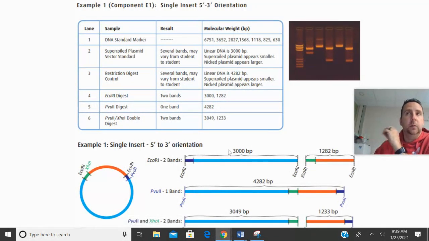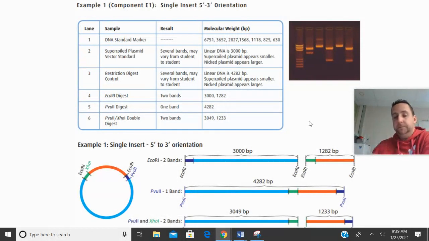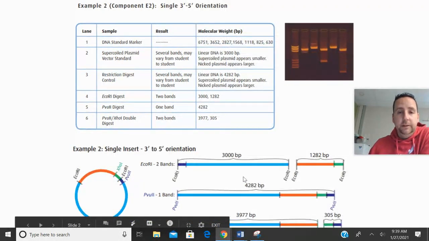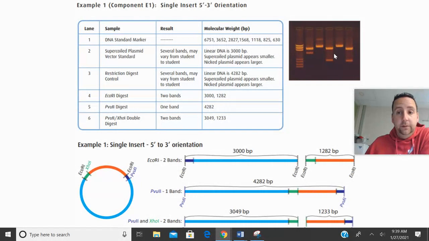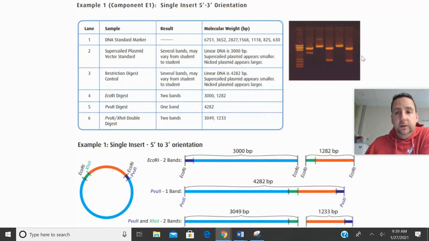The other thing is we want to make sure it's not double inserted, and so that's a little simpler to look at, because all you really need to look at is this second cut, the PvuII cut, right? Because if you look at that one, it's 4282 in a normal orientation. Well, in the 3 to 5, it's also 4282, right? If you don't see a difference in these two, right? So if you look at lanes 3, 4 and 5, from this one to this one, there's no difference.